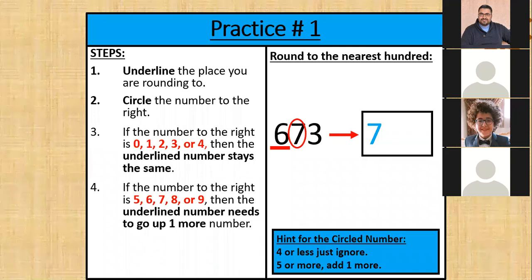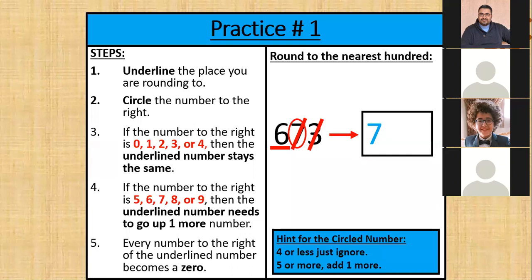We will cancel 7 and 3 and put 0. Put 1 0 or 2 0? 2 0. So the answer will be, can you read this number? 700. Very good. Thank you, Layan.